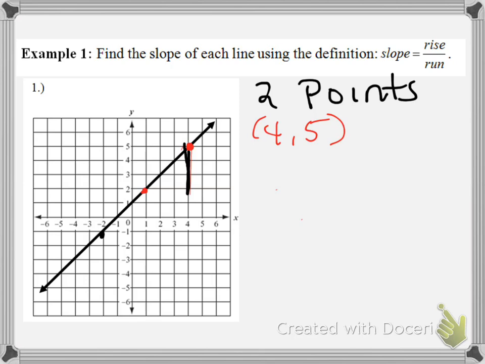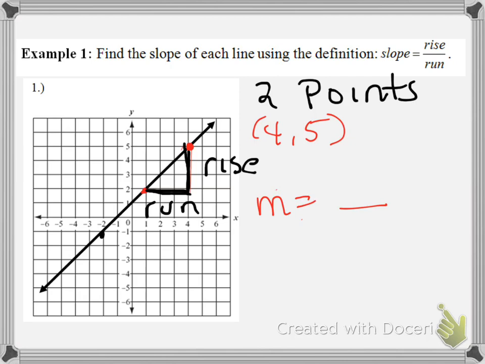I'm going to draw a horizontal through the other point to form my right triangle. Now, this will be the rise, and this is going to be the run. So let's see, what do I know about the slope? We know that it's increasing, so it's positive, right? Now, how much is the rise? What's the height of the triangle?